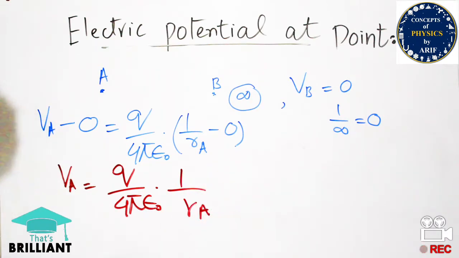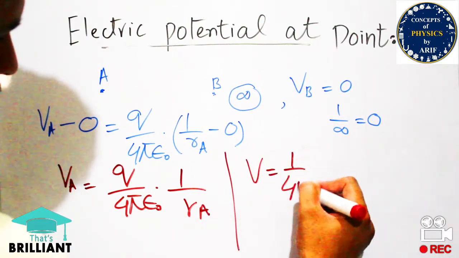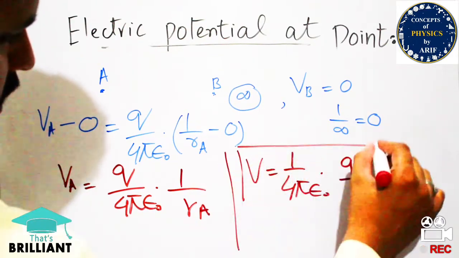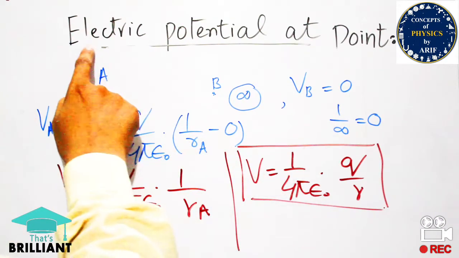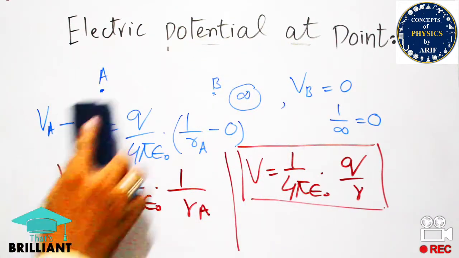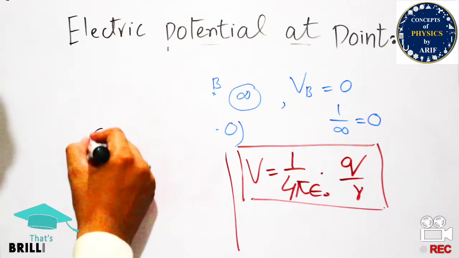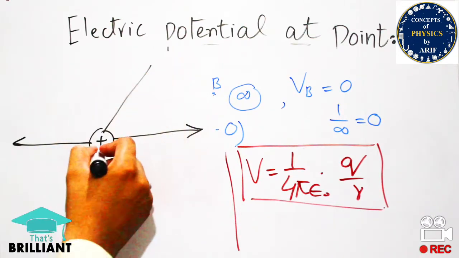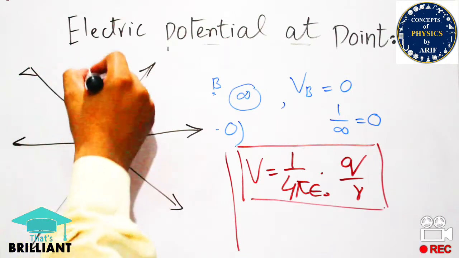Or if we modify this, V is equal to 1 over 4 pi epsilon naught Q over R. This is the final expression of potential at point P, or at any point within the range of the electric field intensity. The formula of potential is equal to 1 over 4 pi epsilon naught Q over R. Up till now we have discussed the point charge or source charge, which is placed in the center, and it directs all the electric field lines around all its axes.